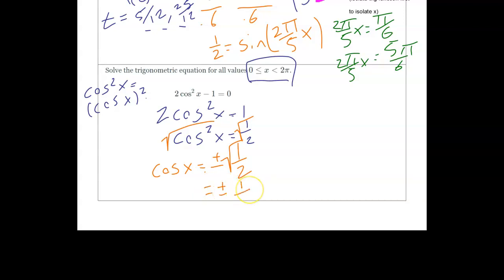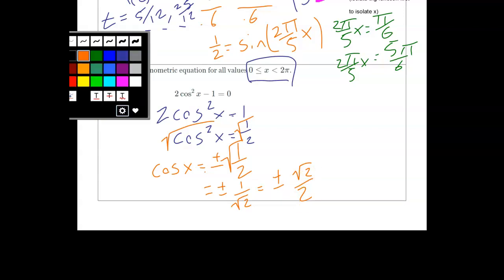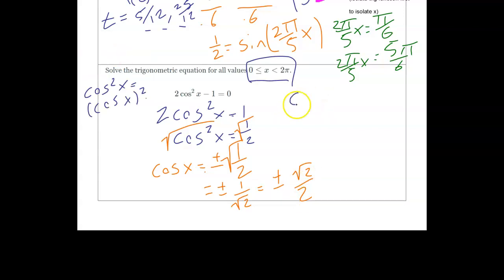The first thing I'm going to do is I'm just going to square root, and the square root of 1 is still 1, over the square root of 2. And I'm going to just rationalize. I don't necessarily need to do this, but this will help me see what this looks like on the unit circle. Okay, so my equation now is cosine of x equals positive or negative square root 2 over 2.